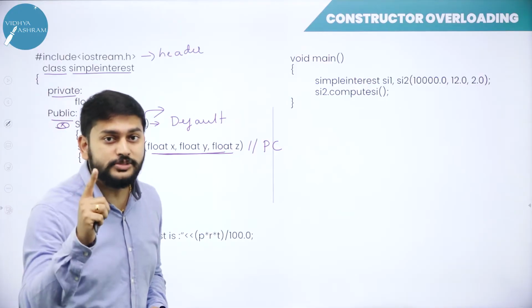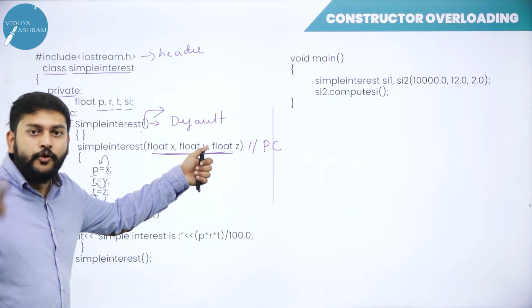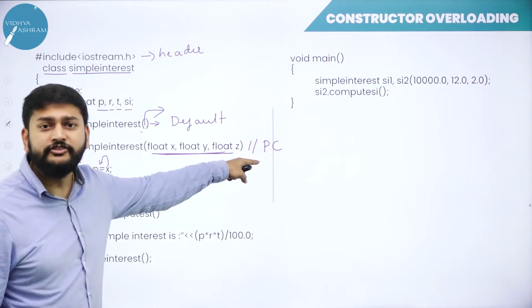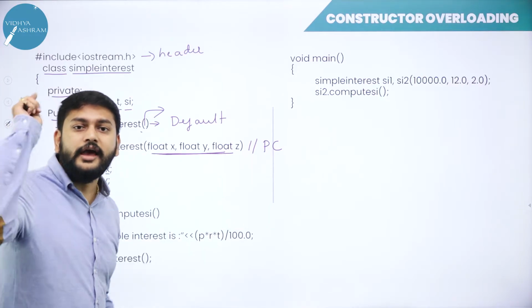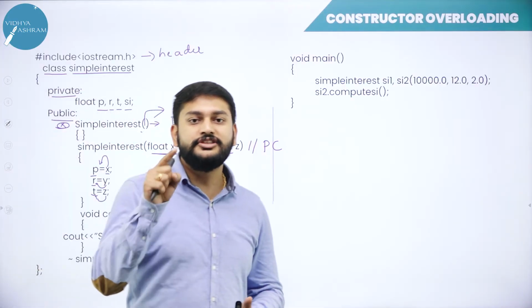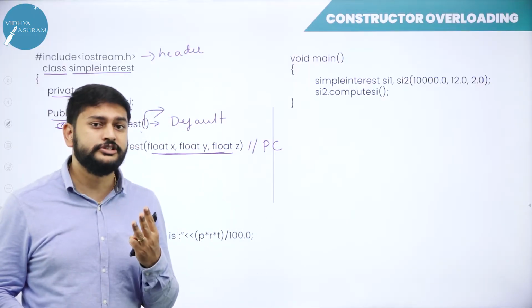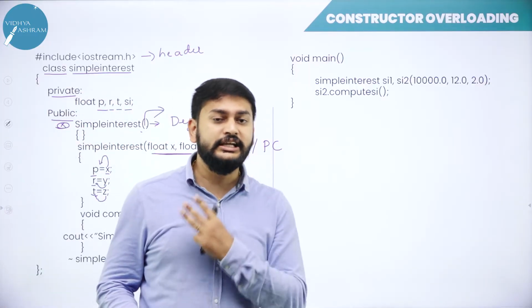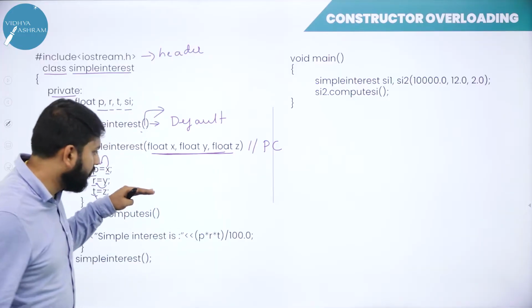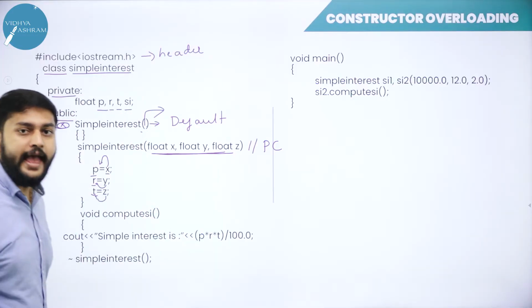So you got the three concepts. What is the first concept that you have? The first one is the default constructor. What is the second one? You have the parameterized constructor, and the third one that you have, my dear students, is constructor overloading. You learned three concepts till here. So let's move on to the next point in the program.